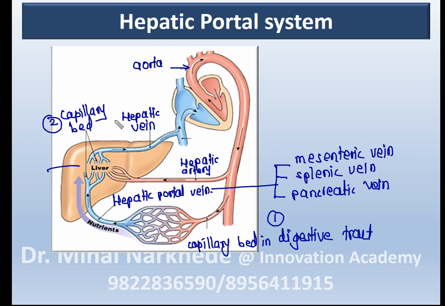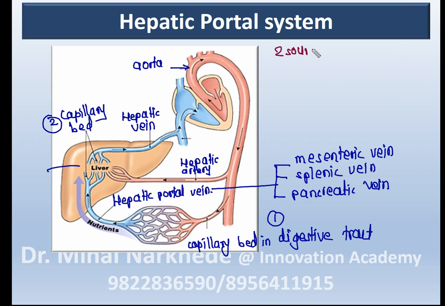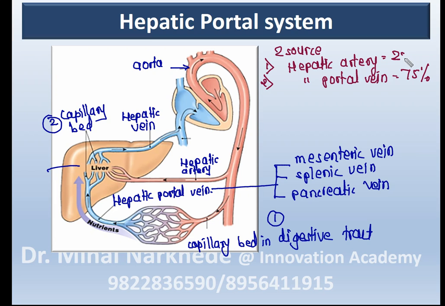Now in this diagram you can see there are two sources of blood supply to the liver. First source is the hepatic artery, which is going to carry the blood from the heart to the liver. And the second source is the hepatic portal vein. Now among the two, the major supply is from the hepatic portal vein. Approximately 75% of the total blood supply to the liver is carried by the hepatic portal vein, and the rest, approximately 25%, is carried by the hepatic artery.